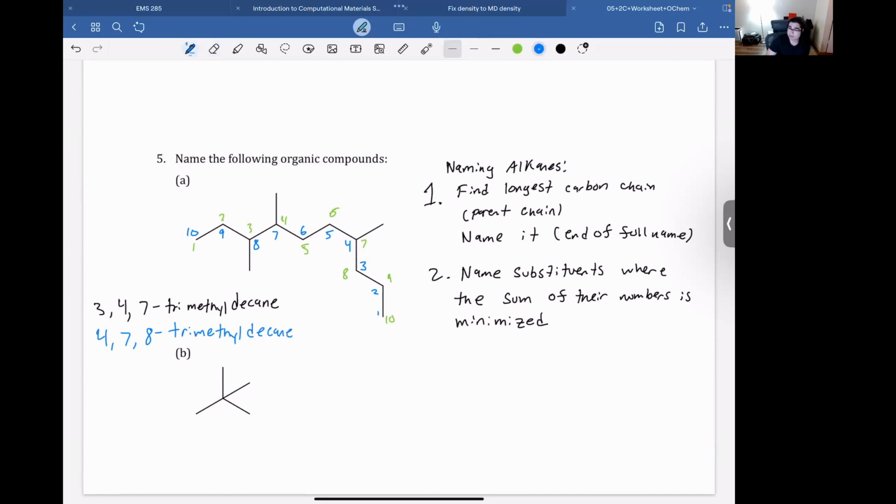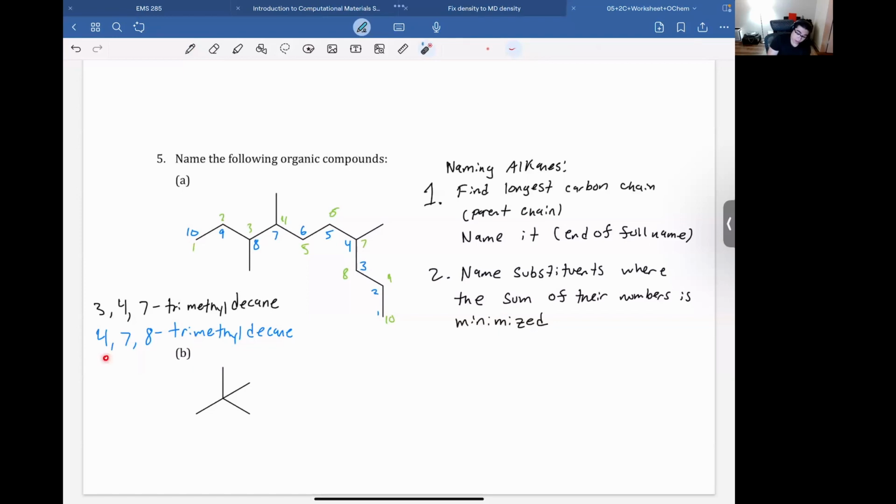Now, when I'm talking about minimizing the sum, you're looking at the numbers for the alkyl groups. This is only for alkanes. For those of you who take OChem, when you start naming things with other functional groups, which is going to be the vast majority of your molecules, it's going to be a different rule for naming. So this is just for pure alkanes. Please keep that in mind.